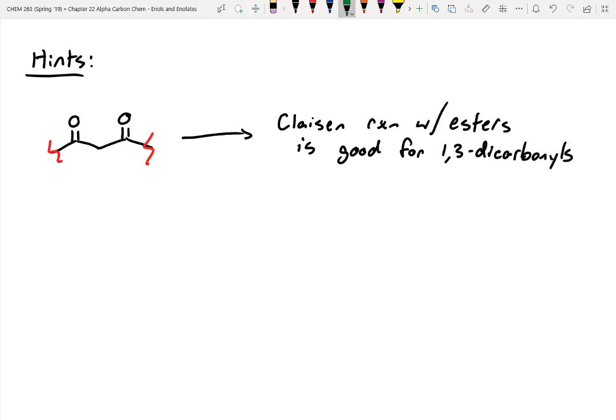And what I mean by that is this carbonyl is 3 carbons away from the other carbonyl, right? So anytime you see a 1,3 dicarbonyl, you can think, I'm probably going to do this with the Claisen reaction. It's probably going to be some sort of ester involved, which is pretty nice. All right. And then if we look at the next one, a bit different. What reaction would we use to make this? Aldol.